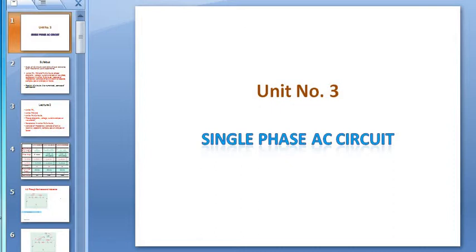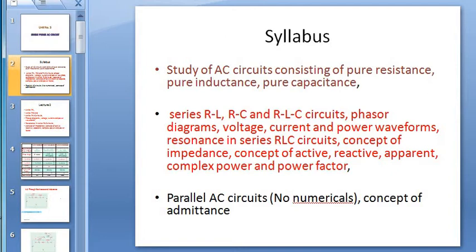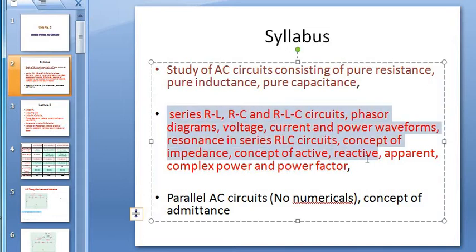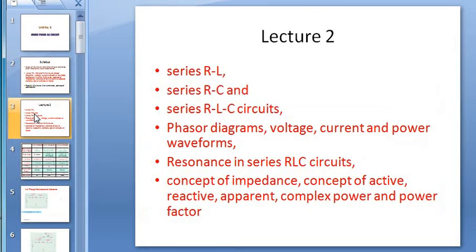It's the second lecture on Unit 3, Single Phase AC Circuit. This was the syllabus of Unit 3. In the first lecture, we have covered this much portion of the syllabus. In this lecture, I'll try to cover this much. Okay, so this will be the second lecture.